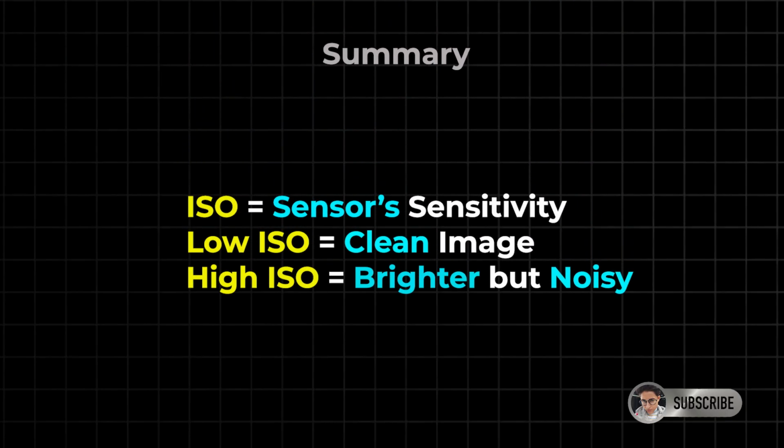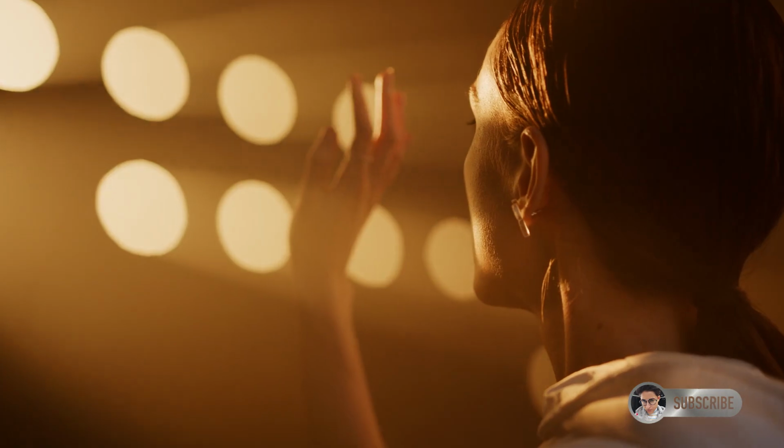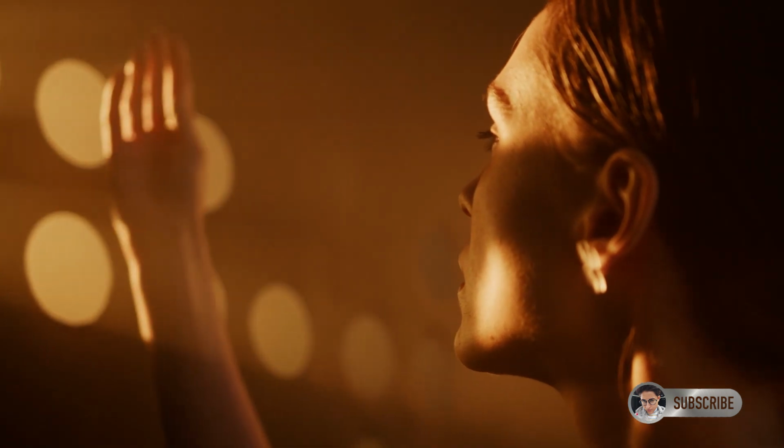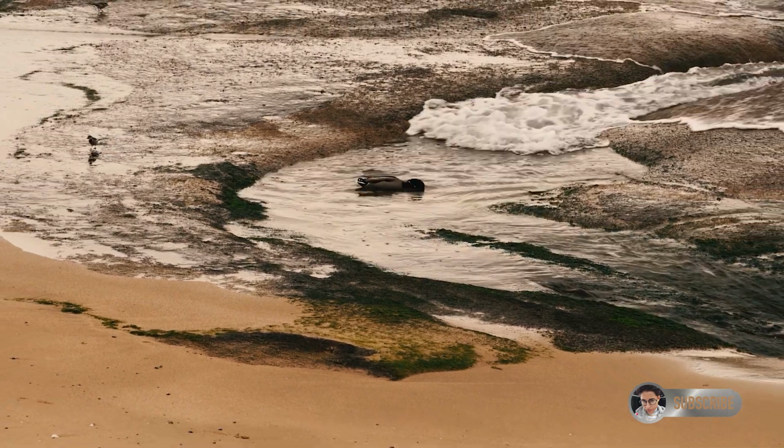ISO means sensor sensitivity. Low ISO means clean image, and high ISO means brighter but noisy image. So mastering ISO is not about memorizing numbers, it's all about understanding light.